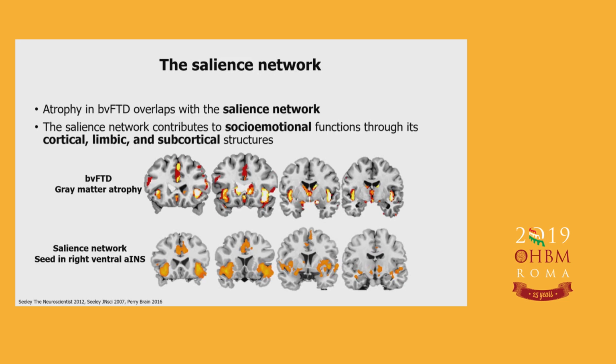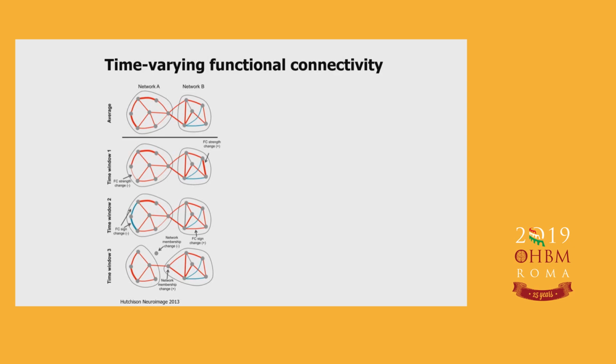These regions, and especially the atrophy regions that you find in bvFTD, overlap very well with the salience network, a large-scale system that comprises exactly this region in the insula, the anterior cingulate, but also subcortical regions such as the amygdala, the periaqueductal gray, and the ventral striatum. And this network has been implicated several times in sustaining social-emotional functions, such as emotional empathy, through its cortical, limbic, and subcortical structures.